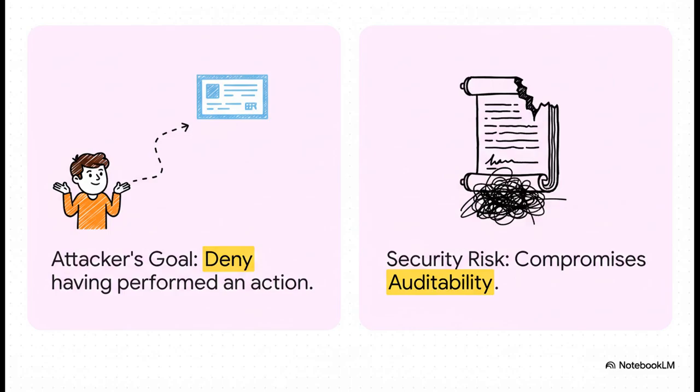This is the "I didn't do it" threat. The goal is to compromise the system's ability to prove who did what. Without a solid digital paper trail, a user could make a transaction and then just deny they ever did it because the bank has no way to prove it was them.